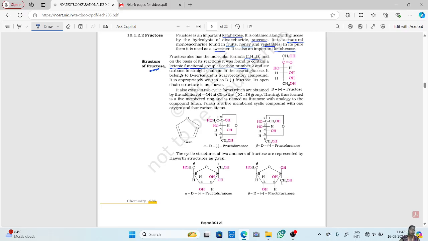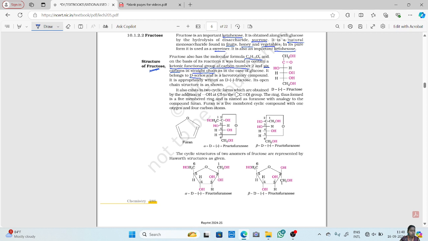For glucose, I showed you the reactions to prove the presence of an aldehyde group. How did we prove it? By oxidizing it with a mild oxidizing agent, that is bromine water. Here, by doing some basic reactions, it was found that there is a ketonic functional group, and it is present at carbon number 2, on the second carbon. Again, the 6 carbon atoms are present in a straight chain structure.